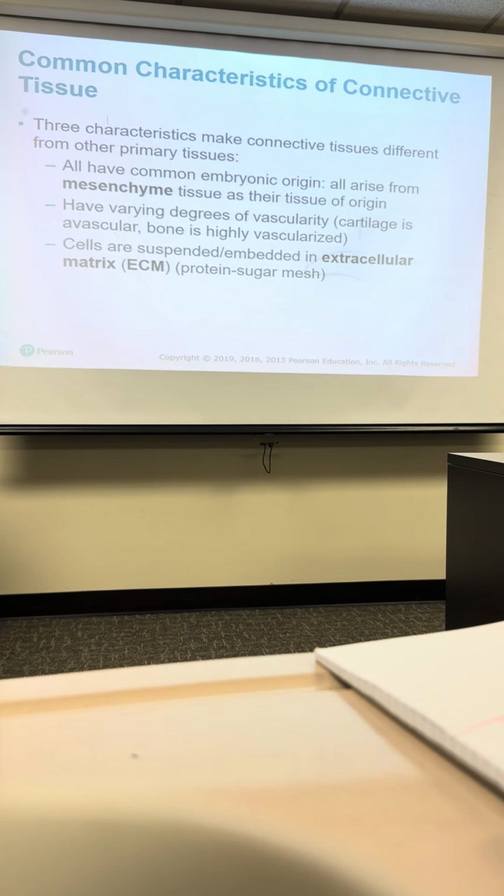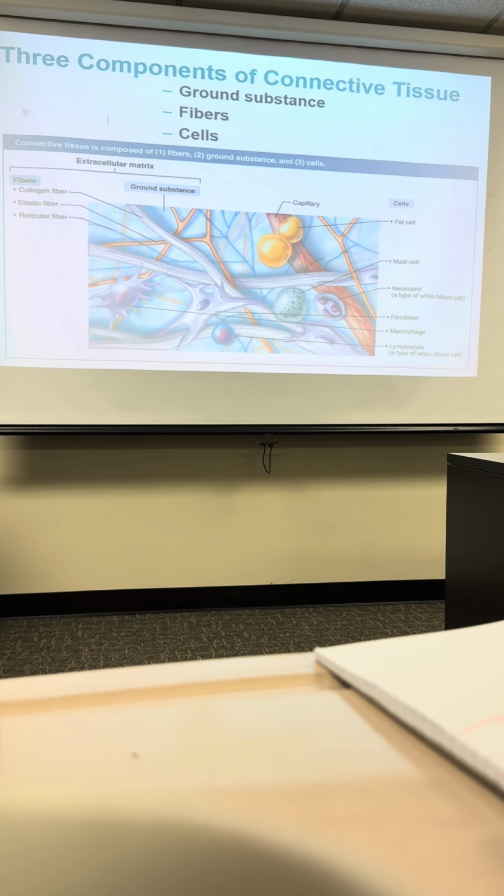So your connective tissue is arising from which tissue? Mesenchyme tissue. They have varying degrees of vascularity. They do have vascularity, the blood supply, and cells are suspended or embedded in the extracellular matrix. So I told you already, the cells are actually floating instead of making layers like the epithelial tissue. Now, as I have been talking about, how your connective tissue actually looks.